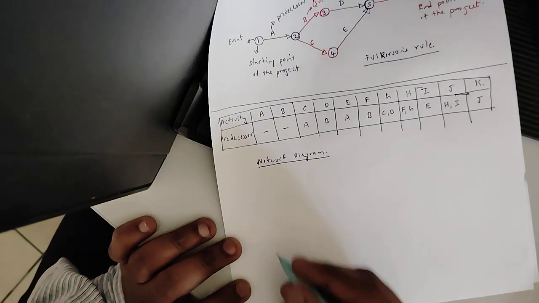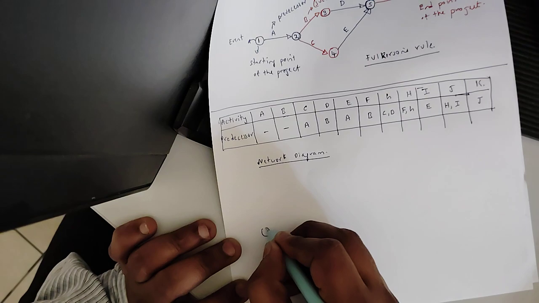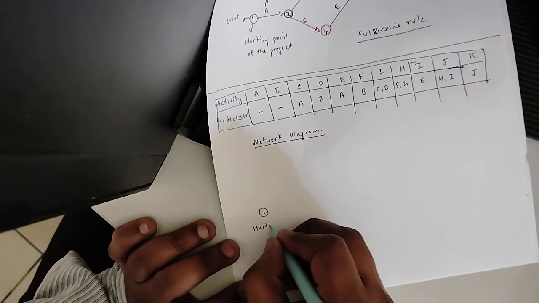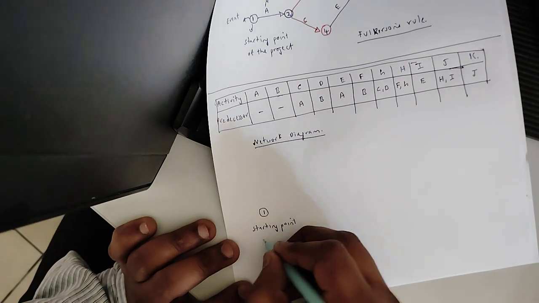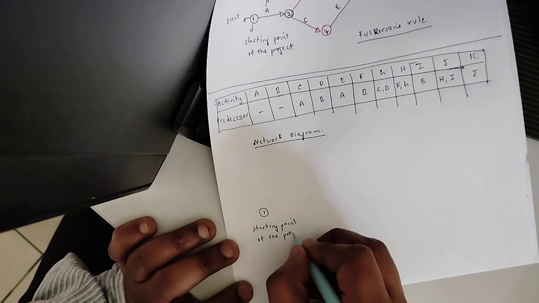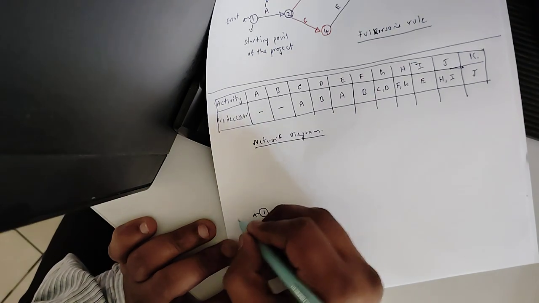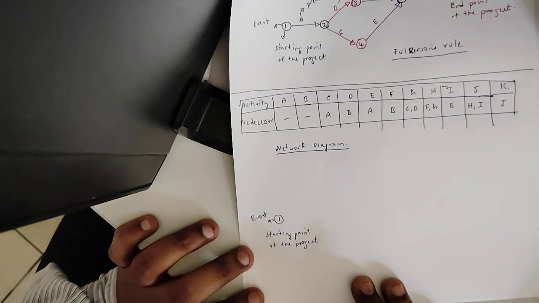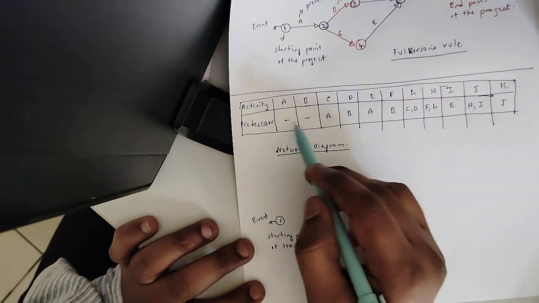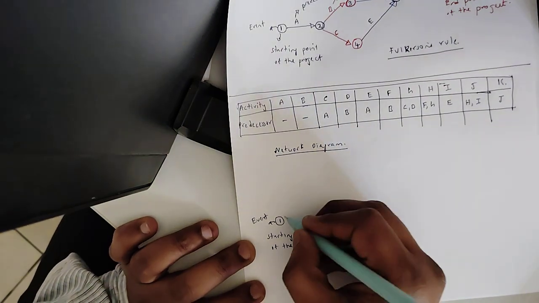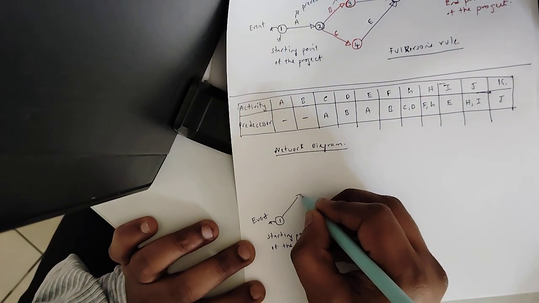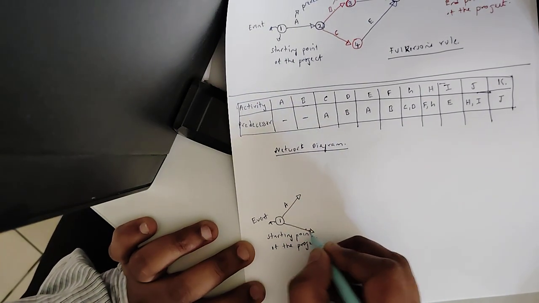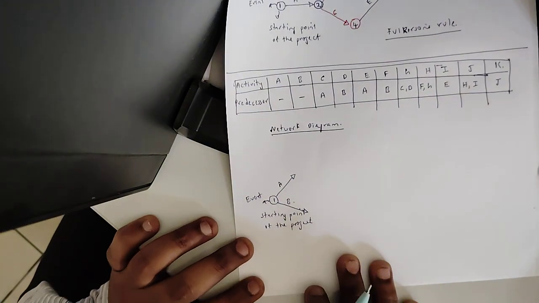Now we'll start with the event. So here I'm mentioning the first event, which is the starting point of the project, and this is called an event. Now, as we know, for A and B there is no precedence. This is fine. So immediately I will show the A activity and B activity. Is it fine?